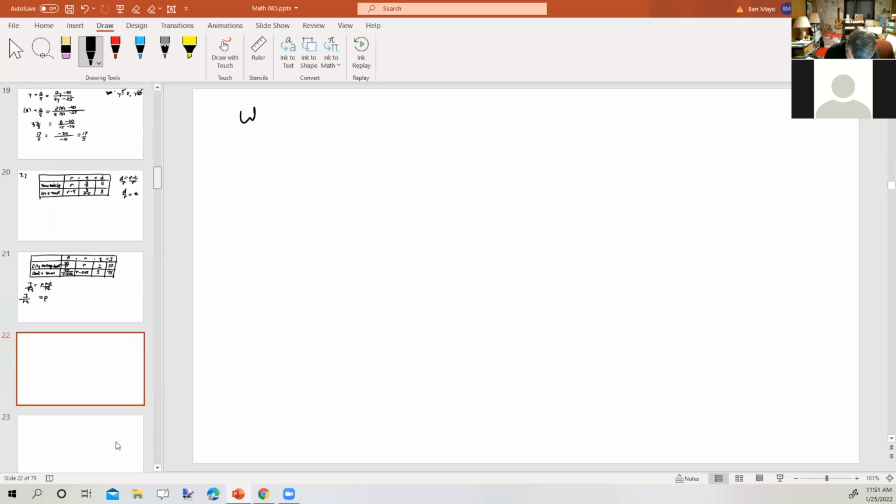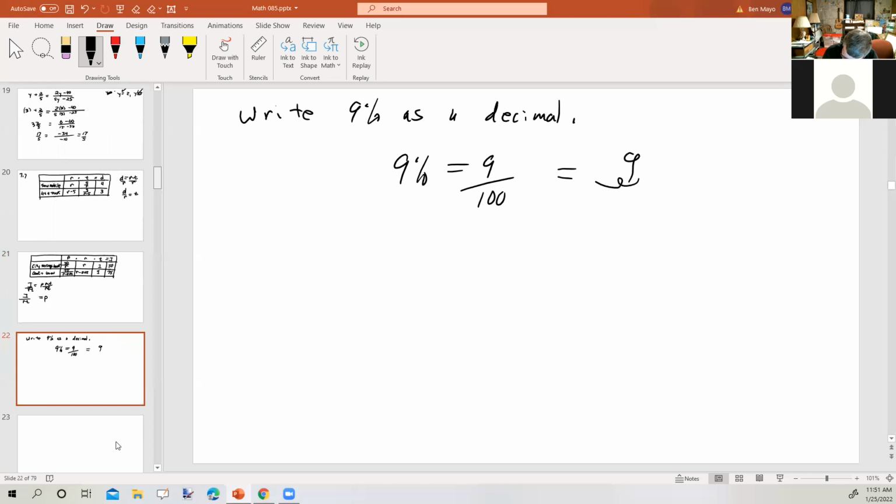How would you write 9% as a decimal? Do you remember? 9% is 9 per 100. Dividing by 100, you'd move the decimal point over 2 places. So 9% is 0.09. Everybody okay with that?